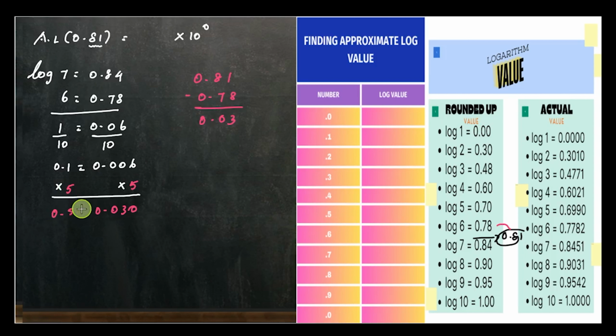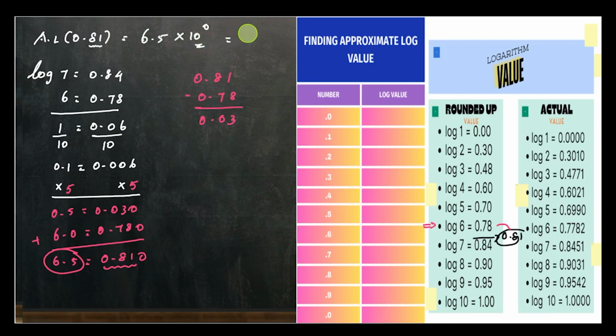So I'll be getting 0.5 value corresponding to 0.03. And this log 6 value corresponds to 0.78. If I'm adding it, what will I be getting? I will be getting 6.5. 6.5 value is equal to 0.81. I wanted to find out what the antilog value of 0.81 is. This value corresponds to 6.5. So here I have to write 6.5. You know 10 power 0 is equal to 1. The answer is 6.5. This is quite easy.